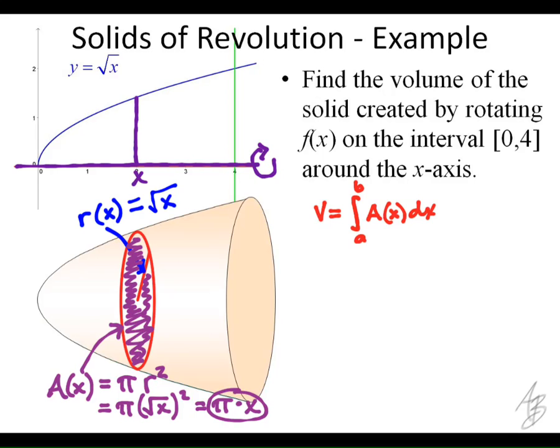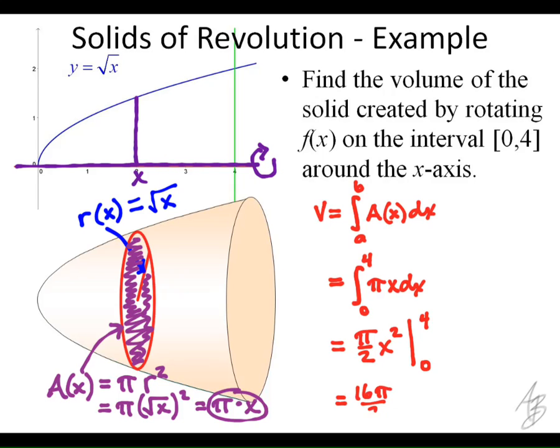So if we apply that in this particular case, we can replace the A of x with pi times x. Our limits are going to be from 0 to 4. And then we just have to evaluate this integral. And evaluating that, we get 16 pi over 2 minus 0, or 8 pi.